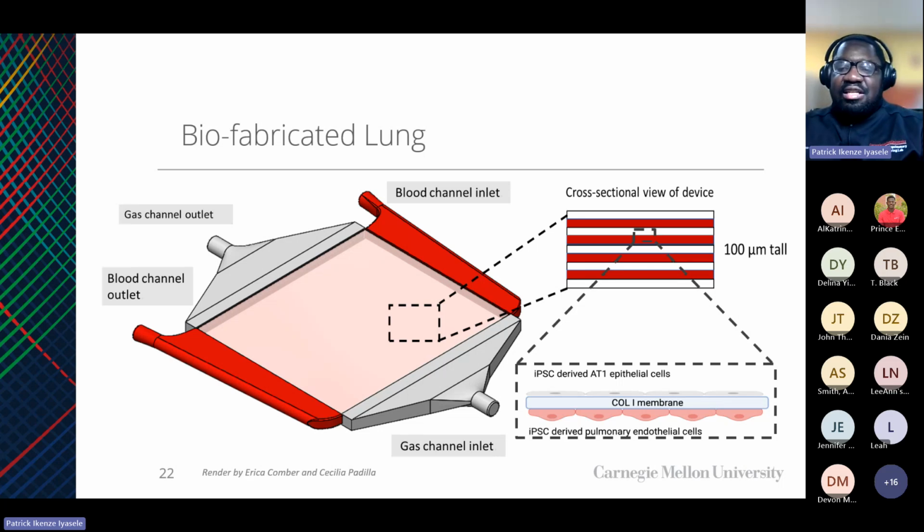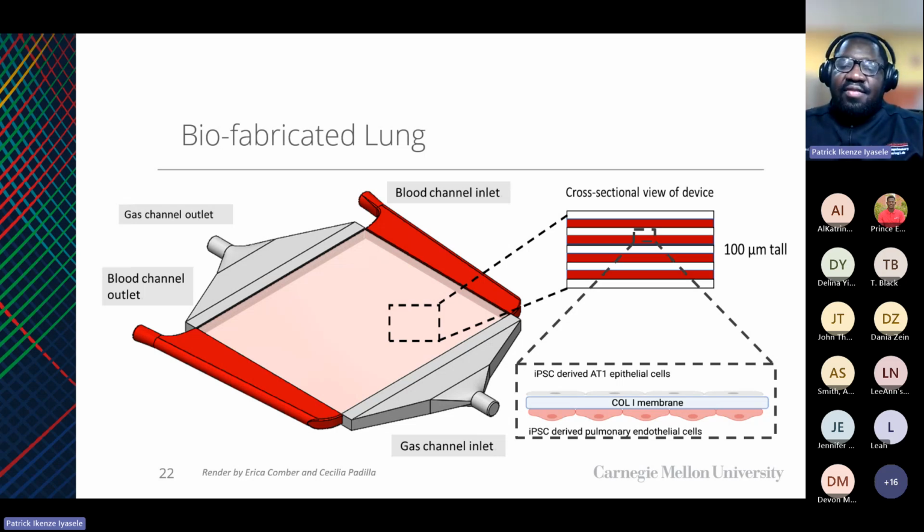The device would consist of thin alternating blood and gas collagen 1 channels. The collagen would be seeded with induced pluripotent stem cell derived alveolar type 1 and pulmonary epithelial and endothelial cells. This device is fully composed of biological materials as opposed to artificial surfaces that can trigger clotting. Using collagen 1 as a substrate provides the endothelial cells a biological substrate as opposed to artificial surfaces in ECMO that are hard to endothelialize.